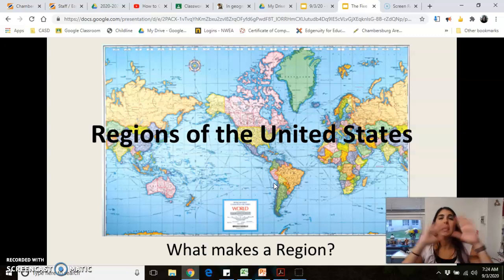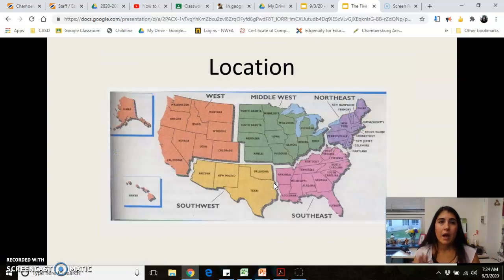Regions, there are many different ways to organize regions, and regions are mainly to be able to clump together a whole bunch of places with similar characteristics. So I'm going to go through different types of regions through the PowerPoint. The first one is by location. So you can say we live, and if you look at Pennsylvania, we are in what location?